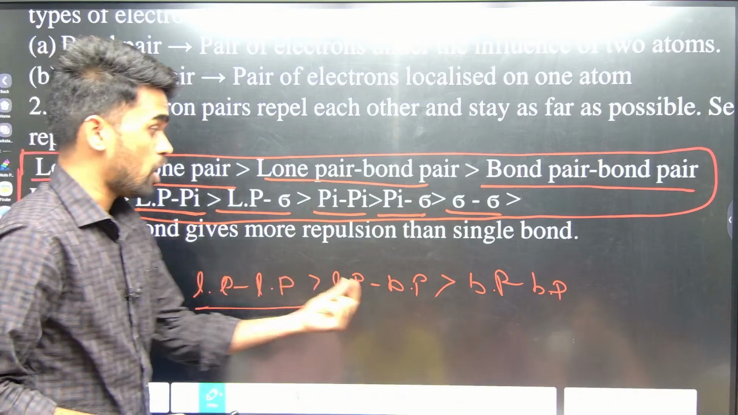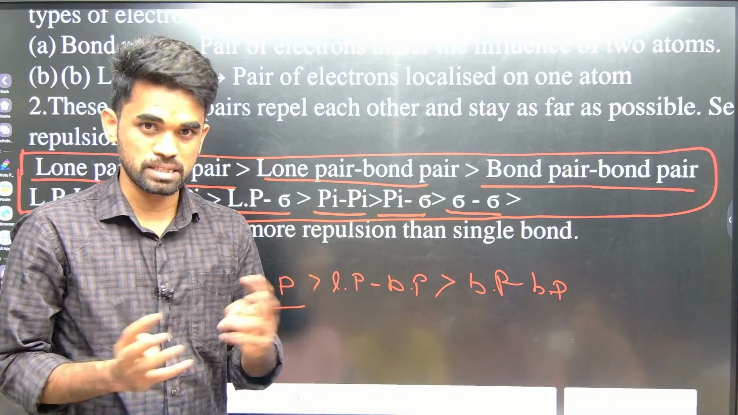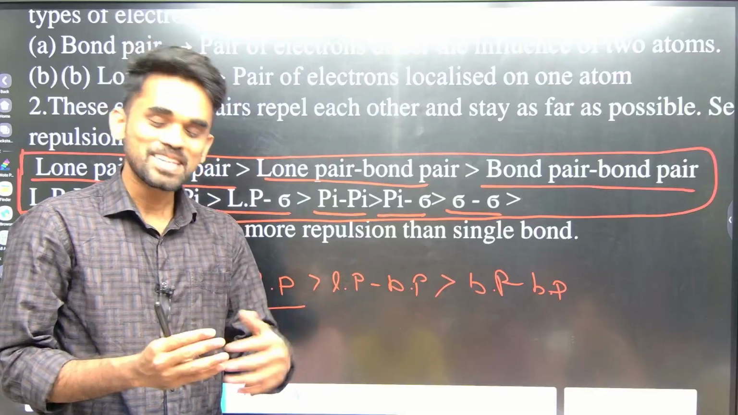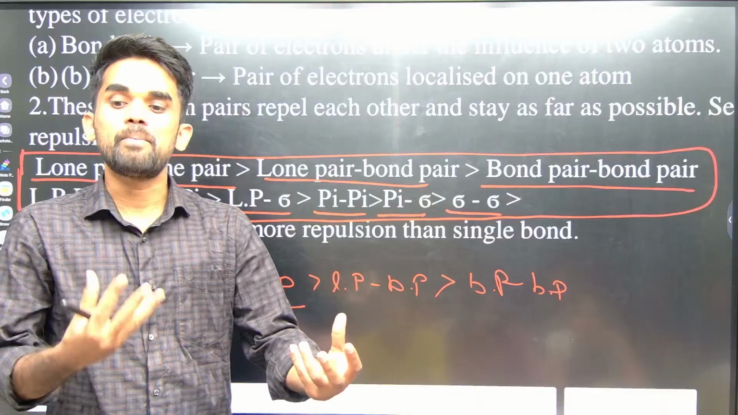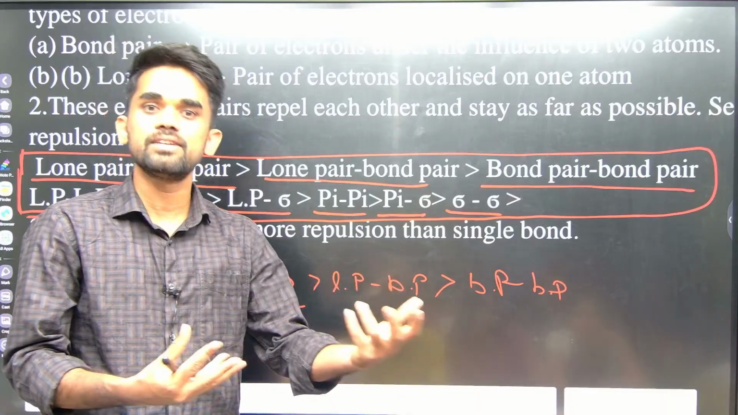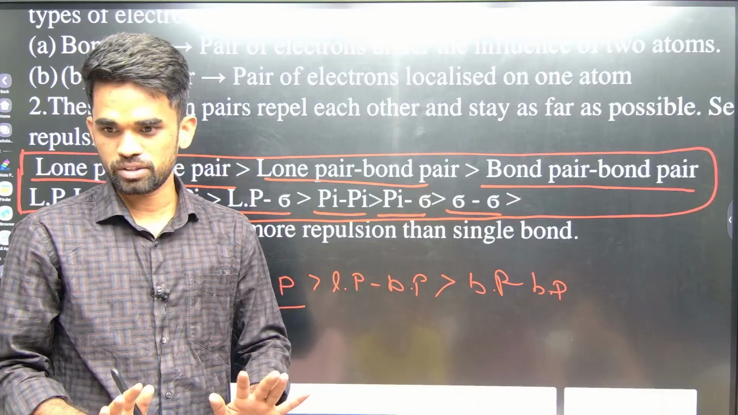How many types of bond pairs are there? Two types: sigma bond and pi bond. Out of that, a pi bond will show more repulsion than a sigma bond. That is the story. Okay.